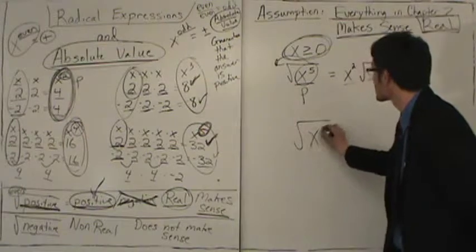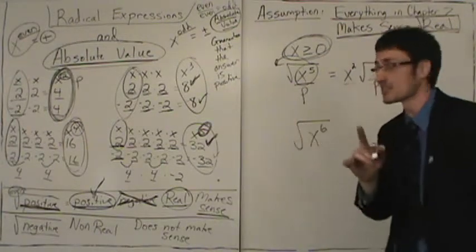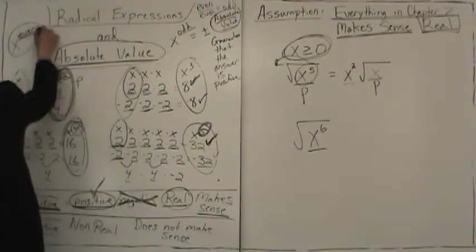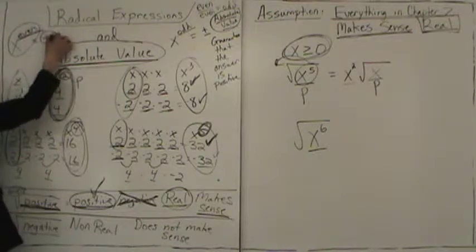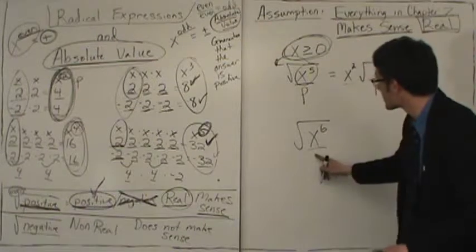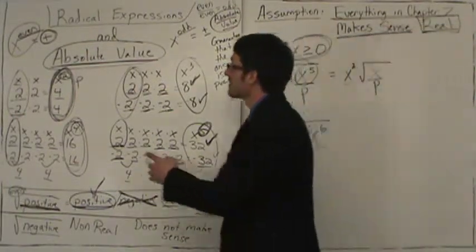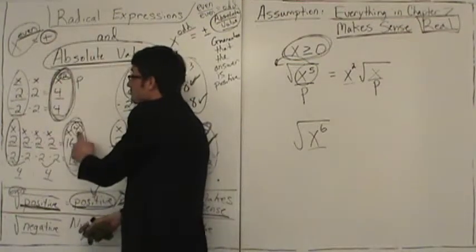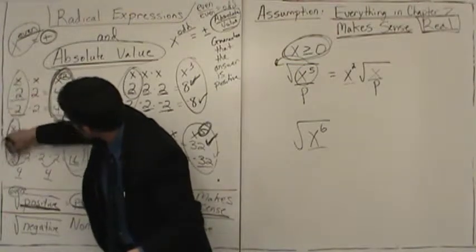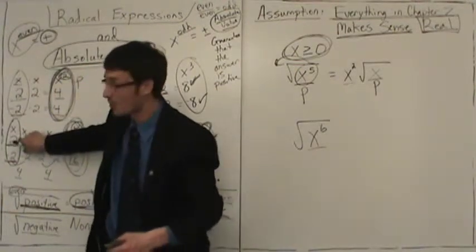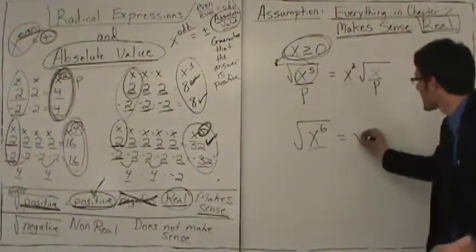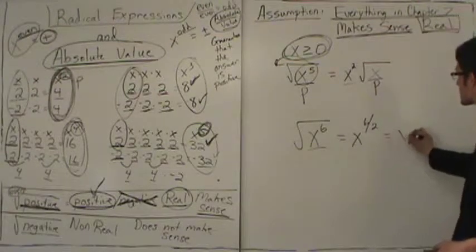Now, let's do another one. The square root of x to the 6th. Here we're going to have absolute value. Watch this. With x to the 6th, if the exponent is even, we know that this is already positive. So we already know that our radicand is positive. But if the exponent is even, can we conclude something about x itself? No, we cannot. We do not know whether x is positive or negative. So watch what happens here. We get x to the 6 divided by 2, which is x to the 3rd.